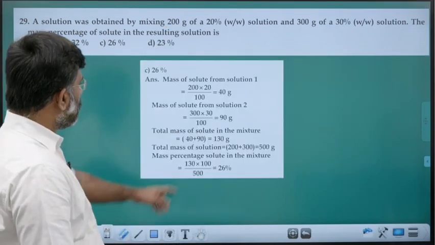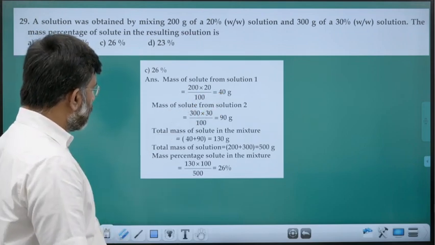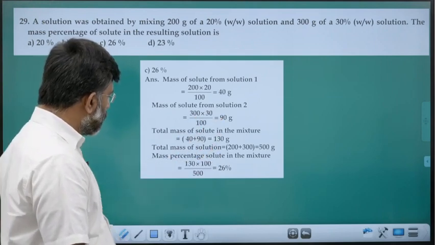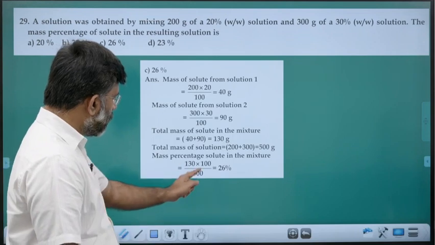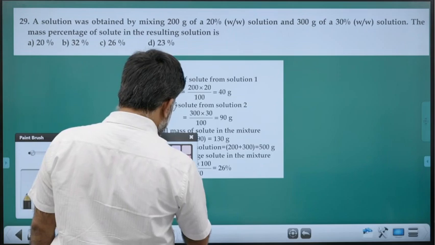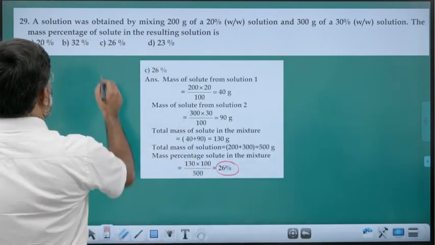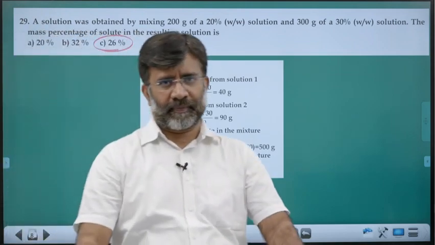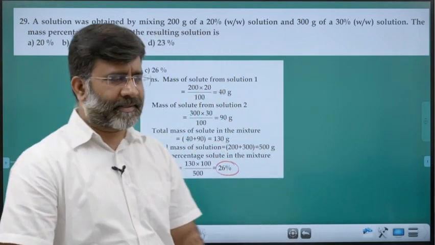Mass of solute from the first case, 20% of 200, 40; 30% of 300, 90. Total it is 130, and the mass of total solution is 500. So 130 by 500 into 100, you are getting 26%. Option C is the correct answer. A beautiful, simple question. Next.